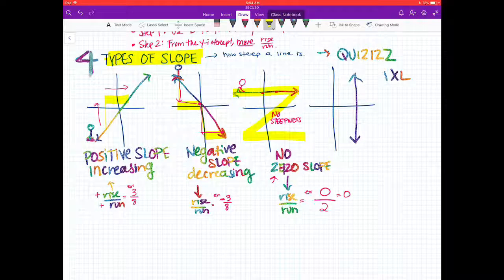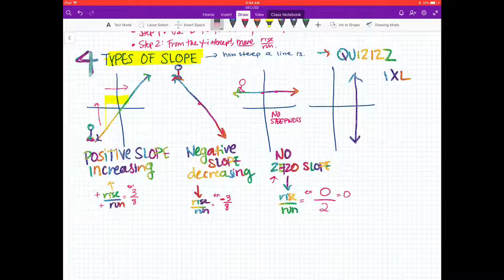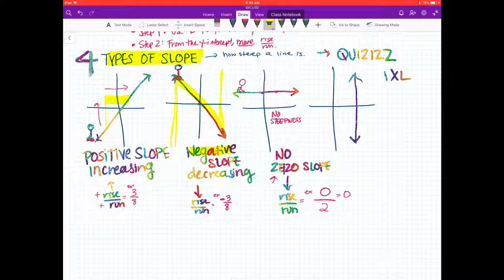Okay? So 0. On your quizzes, they're going to ask you, what kind of slope is this? If it's flat, you know it's 0. Now for this one, check this out. Okay, so here we go. If it makes an N, it's a negative slope. That's just a little trick to remember. We know this one makes 0 because there's no rise, there's no increase.